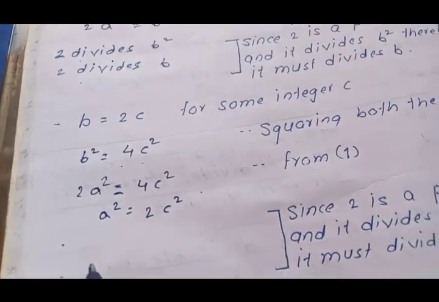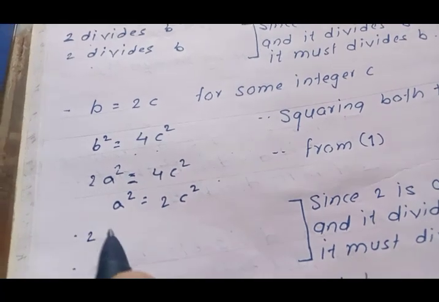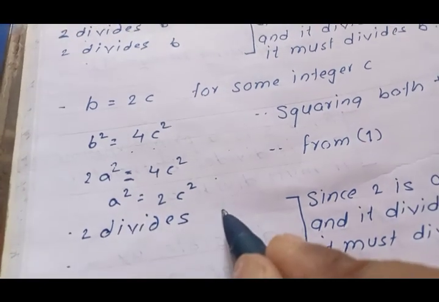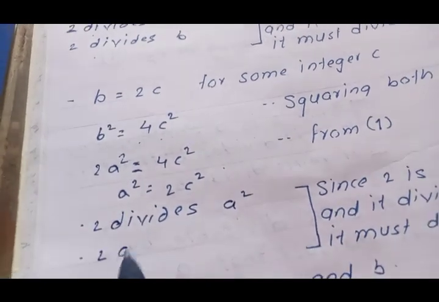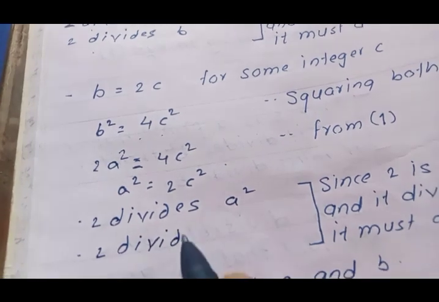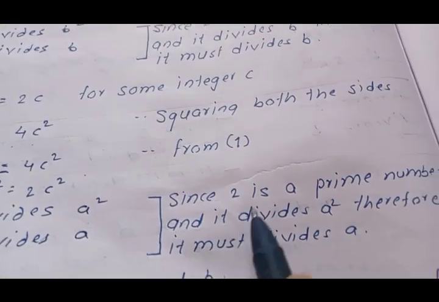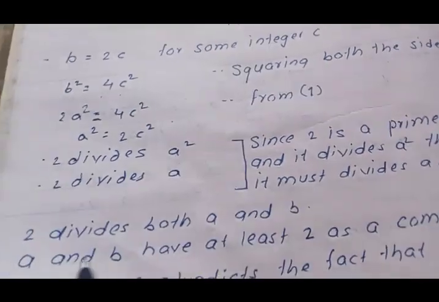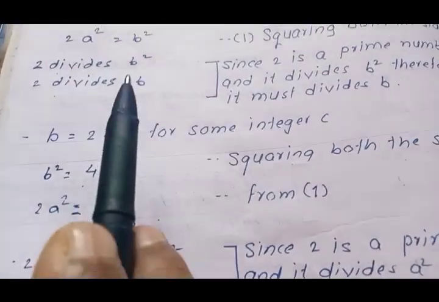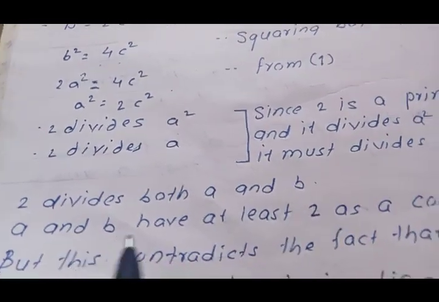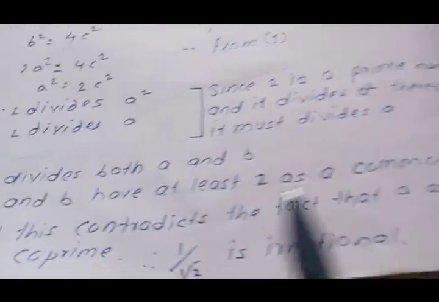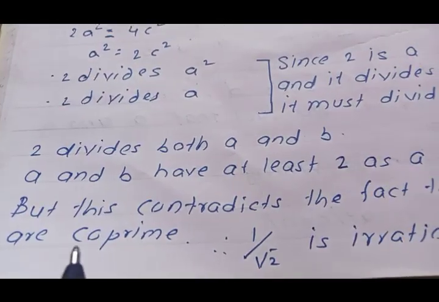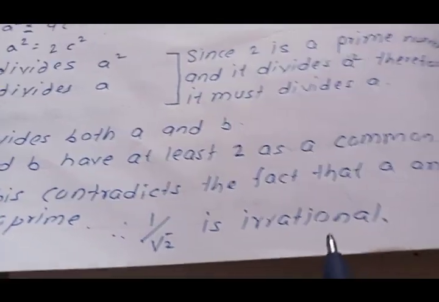Then here 2 divides a square, also 2 divides a. Reason: since 2 is a prime number and it divides a square, therefore it must divide a. Here 2 divides both a and b. Here a and b have at least 2 as a common factor, but this contradicts the fact that a and b are co-prime. Therefore 1 upon √2 is irrational. Proof.